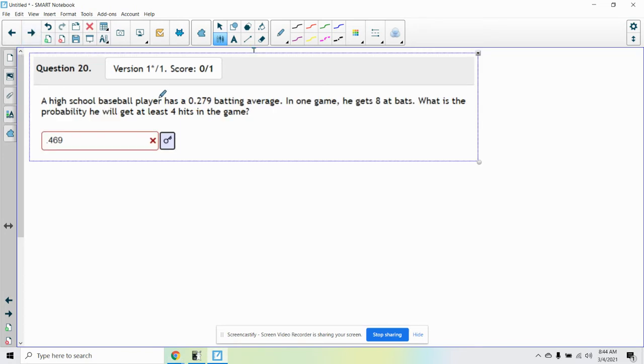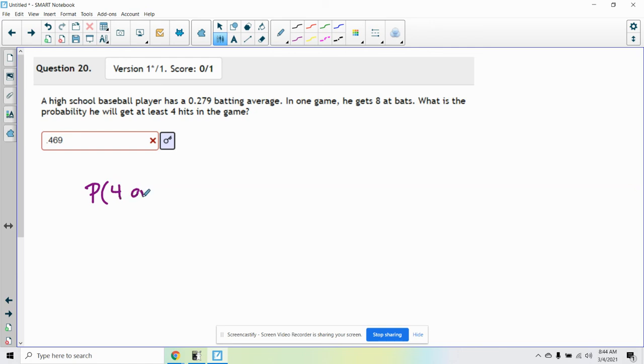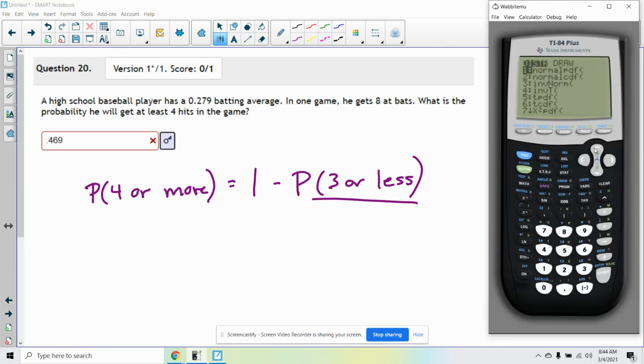Next one. A high school baseball player has a .279 batting average. In one game, he gets 8 at-bats. What is the probability that he will get at least 4 hits? So again, probability of at least 4. Of 4 or more. Well, we can't find that unless we do each individual outcome. We can say probability of 4, probability of 5, probability of 6, probability of 7, probability of 8, and add them up. Or I can say that's the same thing as saying 1 minus the probability of 3 or less. And that I can find with the binomial CDF. So I'm just going to go back in my distributions. Binomial CDF. I have 8 at-bats, success rate of 0.279. I want to know the probability of 3 or less. So there's my answer, and I'm just going to take 1 minus that. So I get 0.1578.